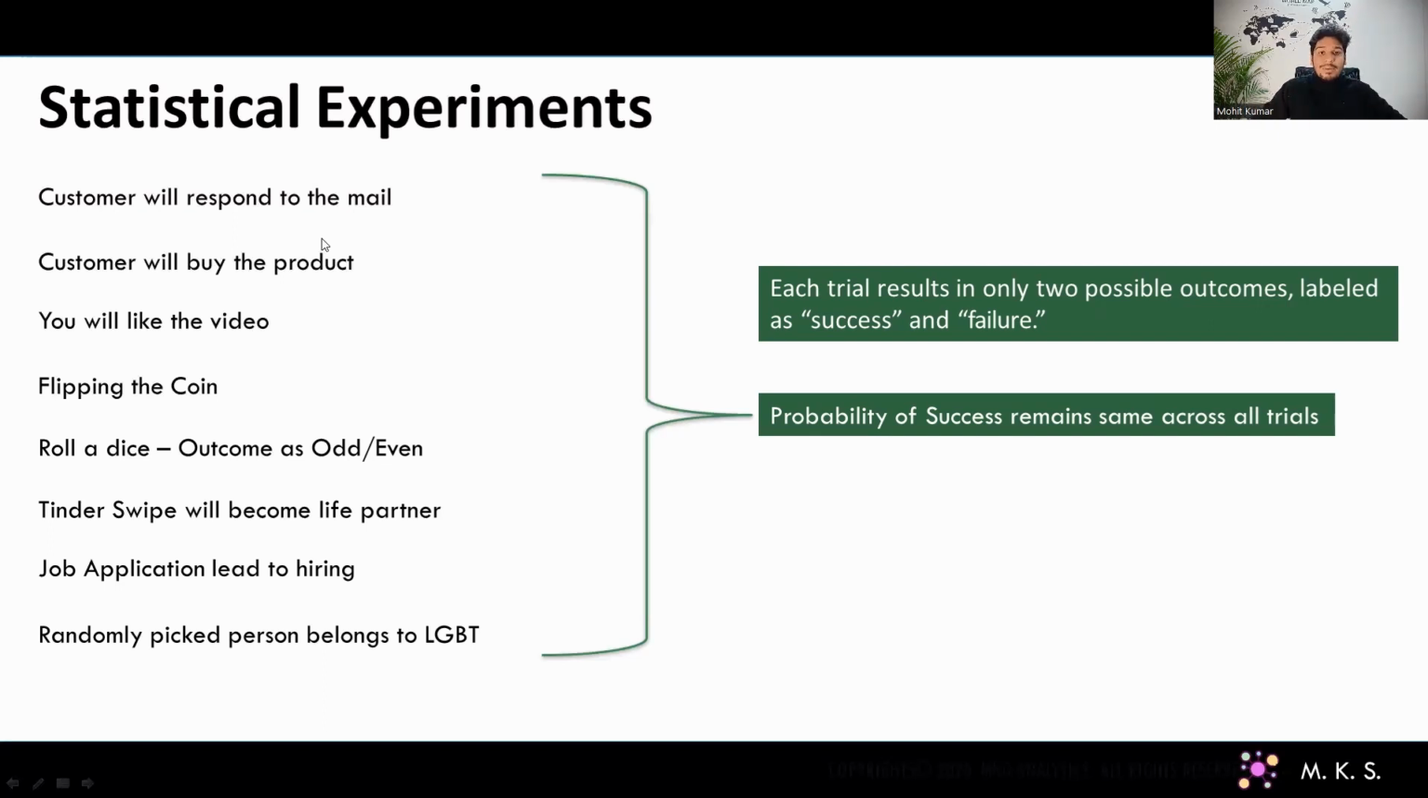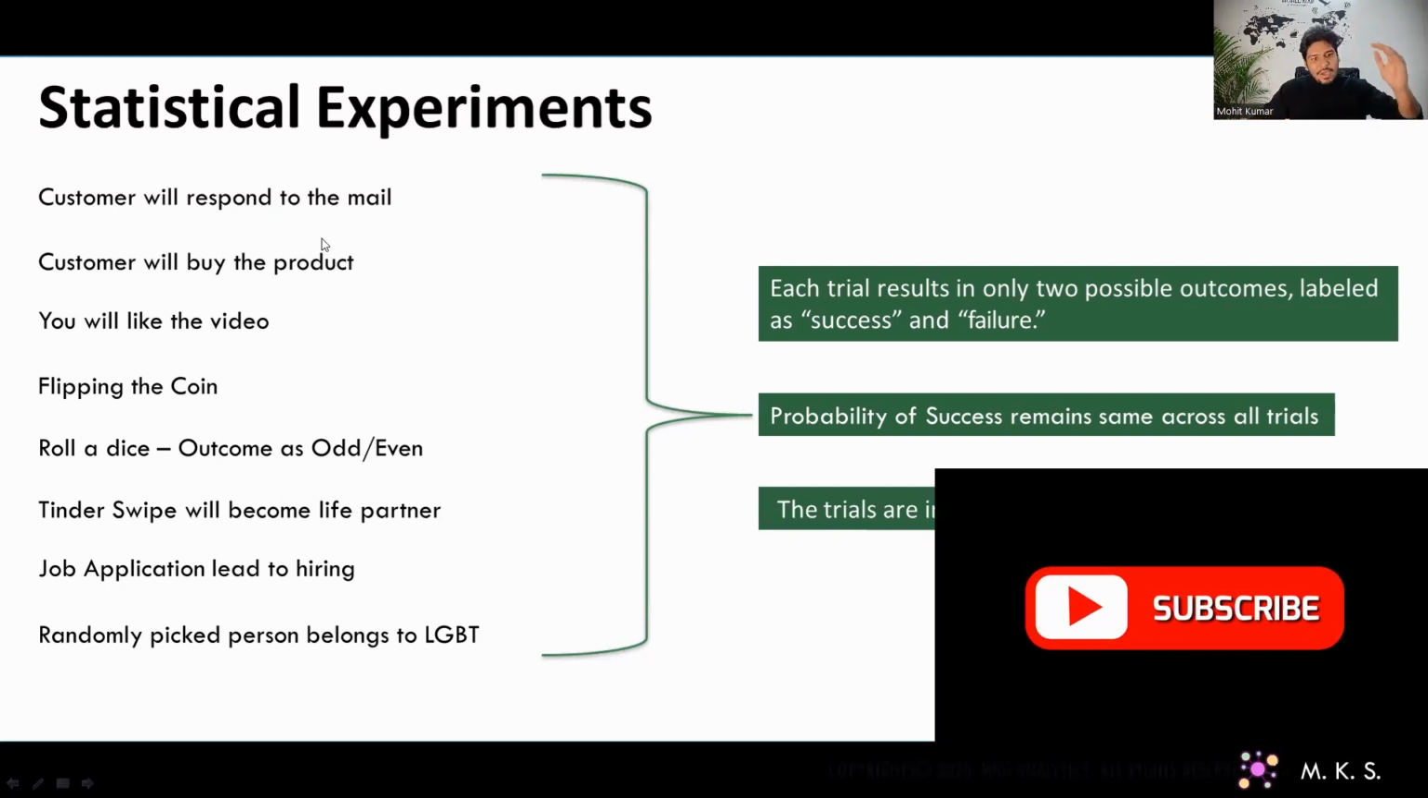Now there is a probability assigned to that particular success, and that will remain constant throughout all the customers you send mail to, right? So that's another condition. And the last one is all the trials are independent. Every time you flip the coin, all the trials are independent. They will not influence the probability of other trials, right?